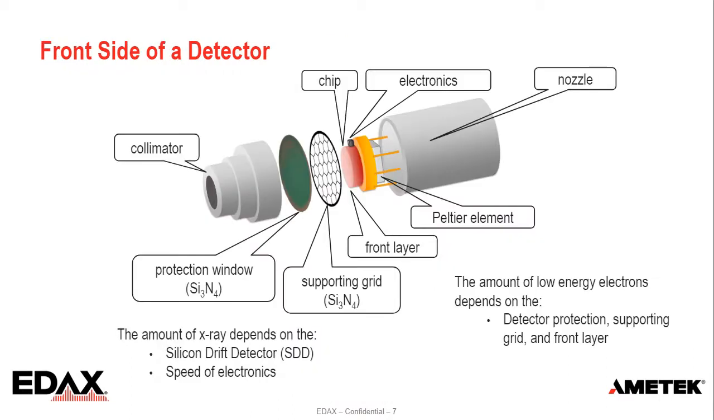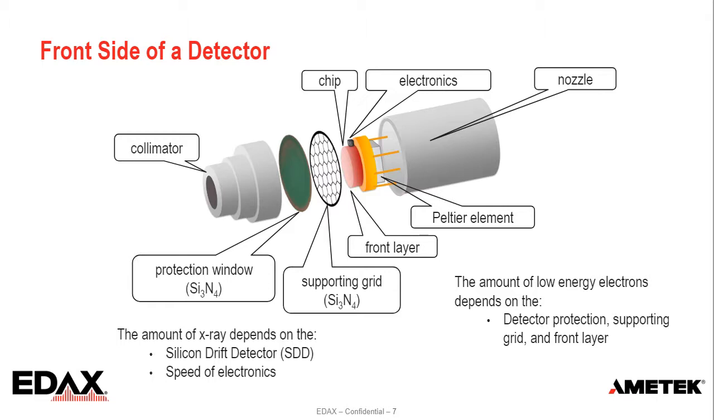Here is the heart of the system. In this slide, the front side of the detector is imaged in its single parts. In addition to the collimator, we have the ultra-thin silicon nitride window with a supporting grid, and the chip of the detector, which is placed on a substrate. The electronic is cooled with a Peltier element. This module is vacuum-tight, so any additional absorption is not possible.